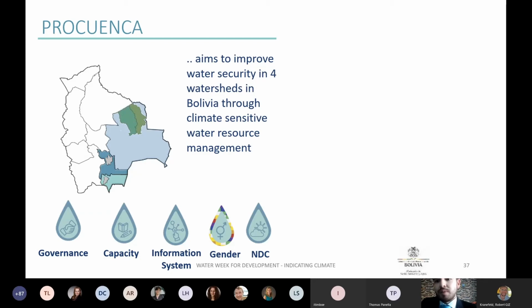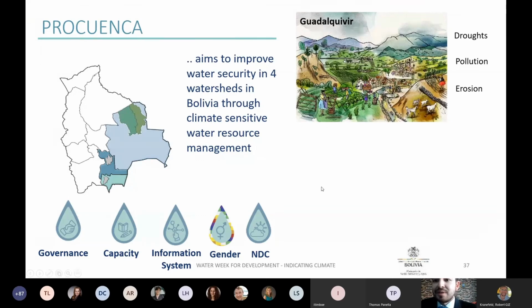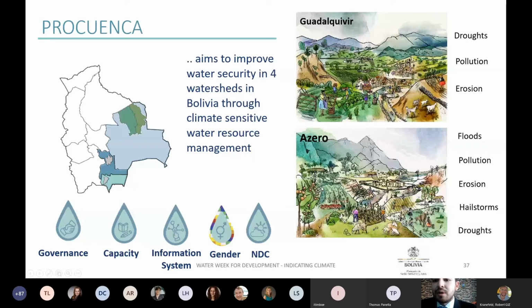Here we can see both of these catchments we are working in now. You can see Guadalquivir in the upper picture. The main risks here are drought, pollution, and erosion. And in the Acero catchment, the main risks are floods, pollution, erosion, hailstorms, and droughts.